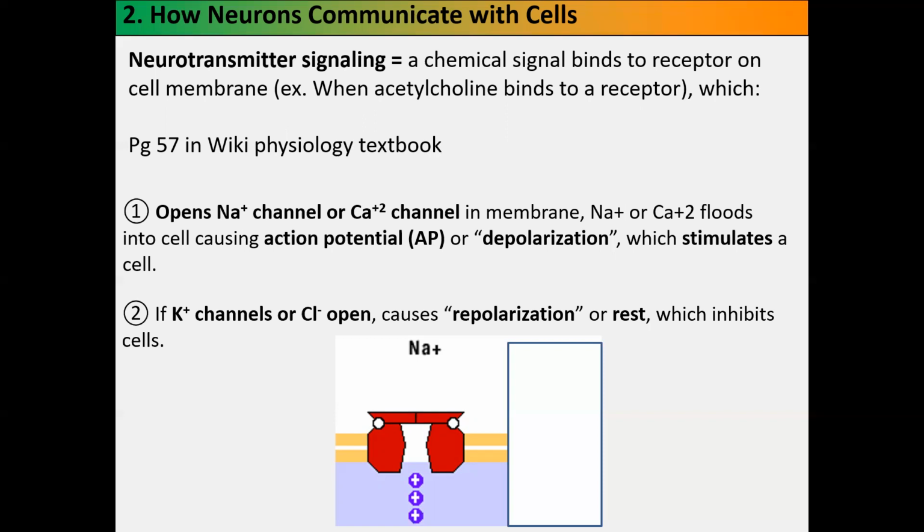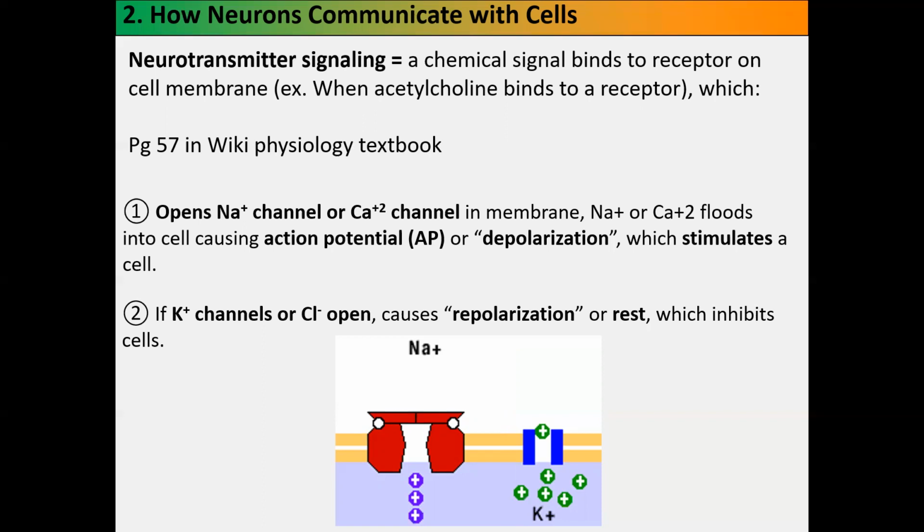If a potassium or a chloride ion channel is opened, it's going to be inhibited. The cell's going to repolarize or rest. So I'd like to put the R's together.